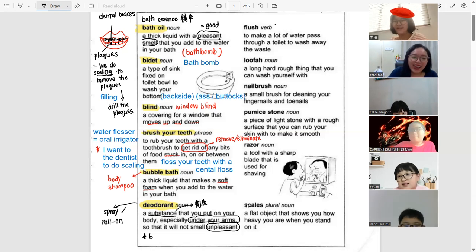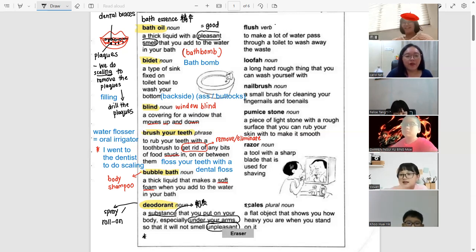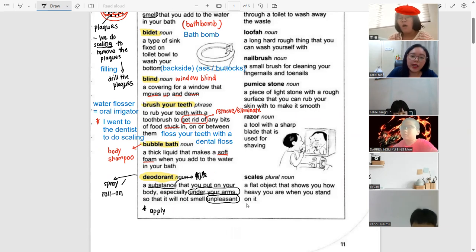So it's very normal. You need to apply the deodorant. Everybody can write over there: apply. What is apply? Apply means 使用. Apply the deodorant.